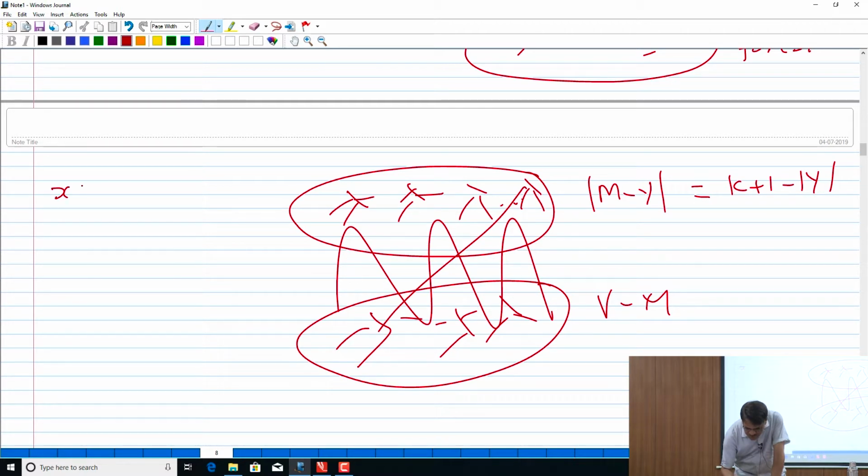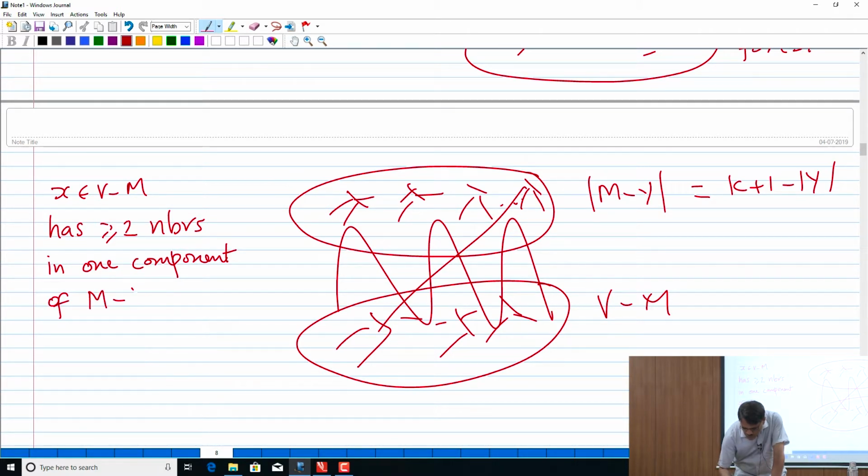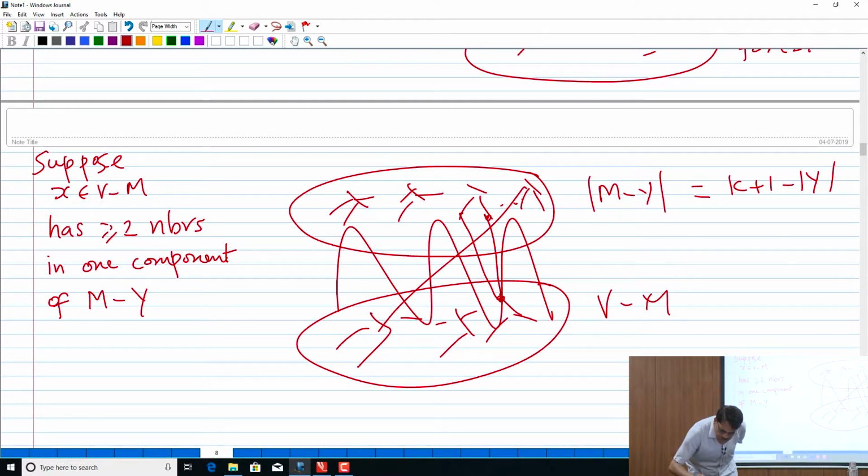Suppose I have x in V minus M that has greater than or equal to 2 neighbors in one component of M minus y. Right? Suppose I have a vertex here which is adjacent to 2 neighbors of the same component. What can you say?